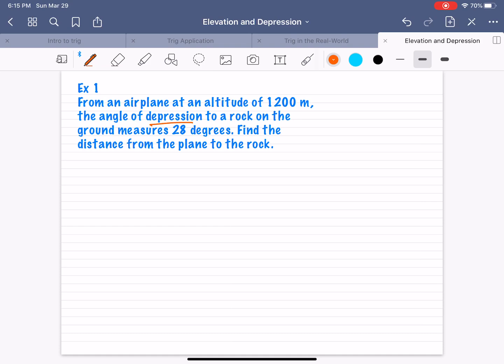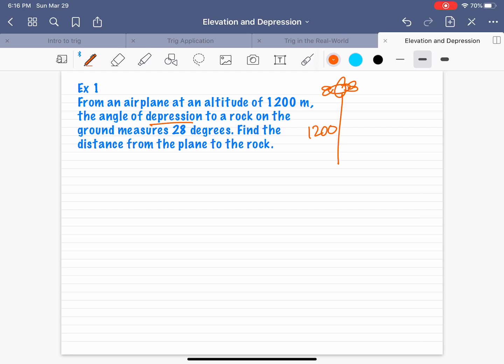So let's start by drawing our picture. So an airplane is at an altitude of 1200 meters. Here's the airplane. It has an altitude of 1200 meters. That's the height. And the angle of depression to a rock. So here's what that means.